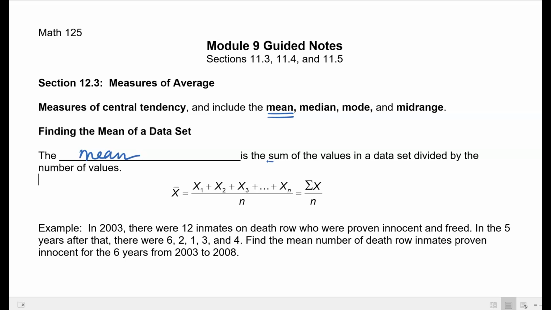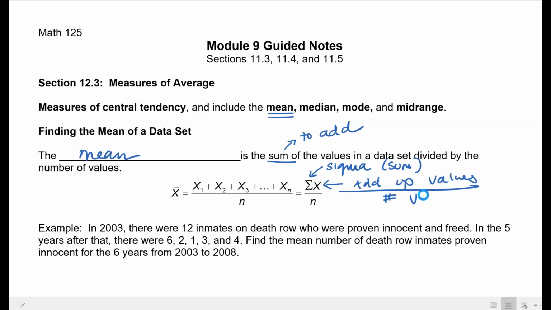And the mean is just the sum, which just means to add, of the values in a data set divided by the number of values. This symbol here is called sigma, and it just means sum. So this top part means add up all the values and divide by the number of values. If the way this is written math-wise doesn't make sense to you, then you don't have to write it like this. You can just think of it as add up all the values divided by the total number of values.